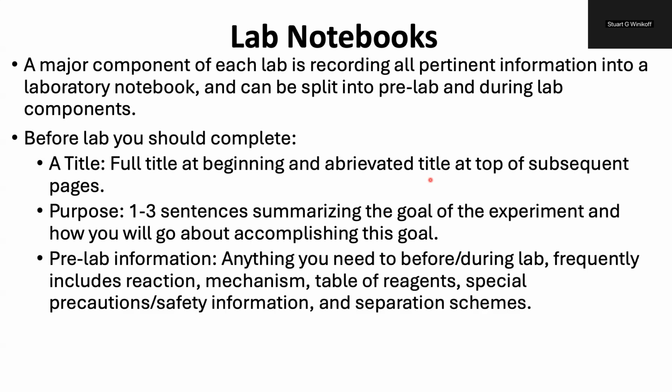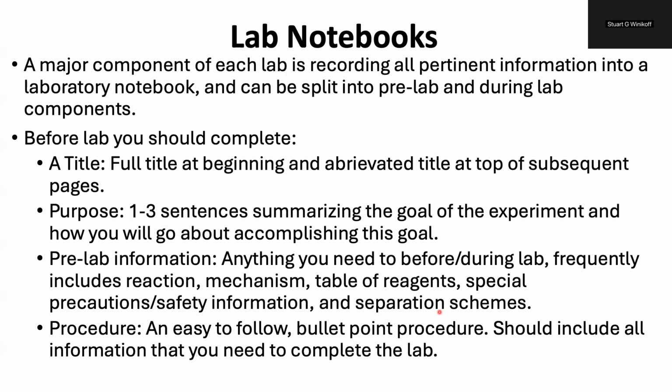So then you're going to need to have any pre-lab information. Big things that this is often going to include: if there's a chemical reaction, what is it? Is there a relevant mechanism? Table of reagents. This is all of the reagents that you're going to be using, and any special precautions or safety information. And for some of the later labs, full step schemes. Again, this should be present before you even get into the procedure.